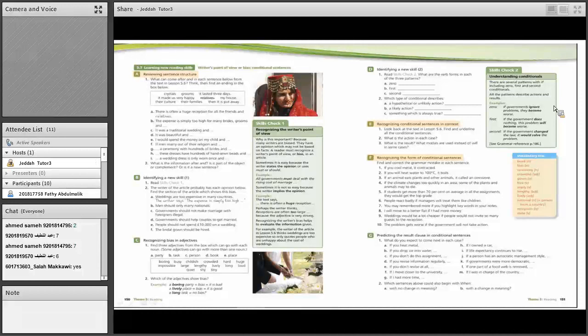So before we do the exercise, let's go to skill check one. Skill check one is about recognizing the writer's point of view and the writer's biases, if any. So why is this important? This is obviously a reference to recognizing the point of view of a writer. Why do you think recognizing and identifying the writer's point of view is important? Because many writers are biased. Biased means that they are not neutral in presenting their ideas. They are taking sides, like we say. They have an opinion which may not be based on facts.